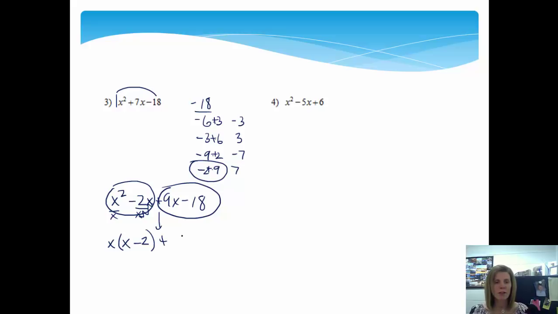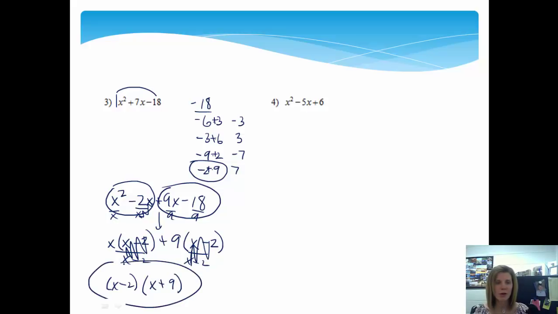The GCF of the second part is 9. So if I divide both parts by 9, 9x divided by 9 is just 1x, minus 18 divided by 9 is 2. Once again, now the GCF of this next is x minus 2. Start my parentheses. Divide by x minus 2. They zap out. I'm left with x. They zap out. I'm left with the plus 9. And I am now factored.